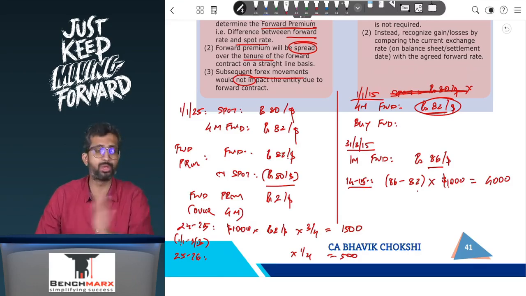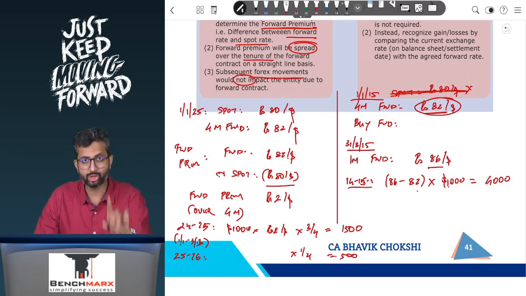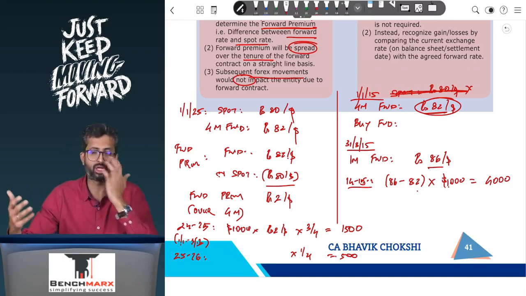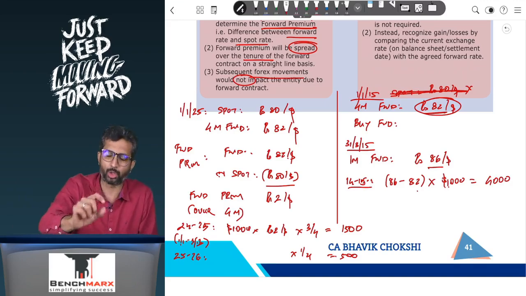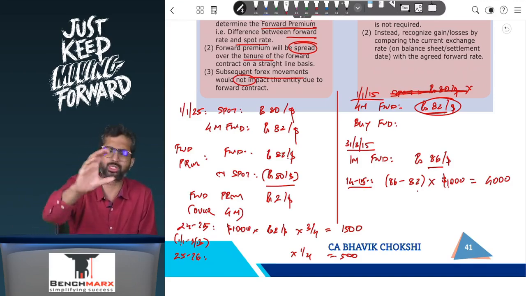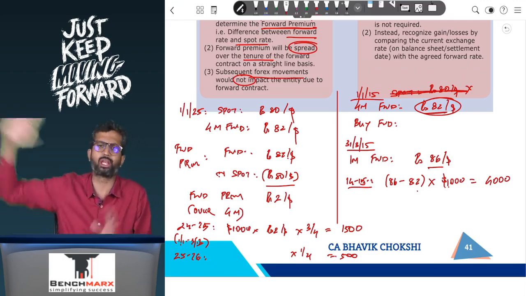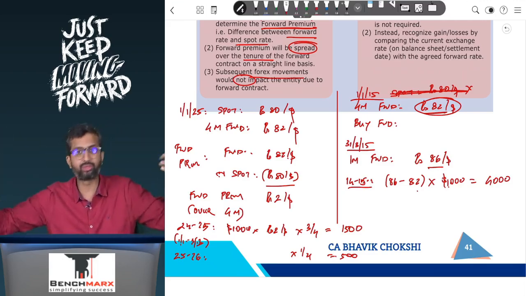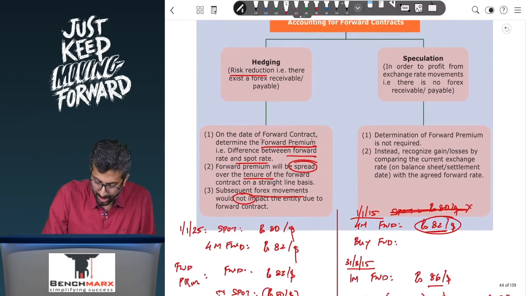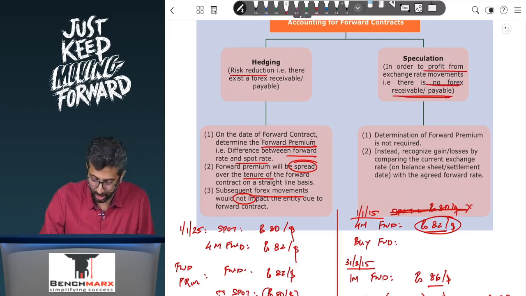Premium calculation, premium amortization is not there. In case of hedging, comparison of forward rates is not required, because once you enter into the forward contract, you are sure that for something worth 80, you are paying 82 and 2,000 is your extra loss, and that loss is going to be recorded. After that, what the rates turn out to be, we don't really care. So over here, speculation, in order to profit from the exchange rate movements, there's no forex receivable or payable. That is when you say it's a speculation.